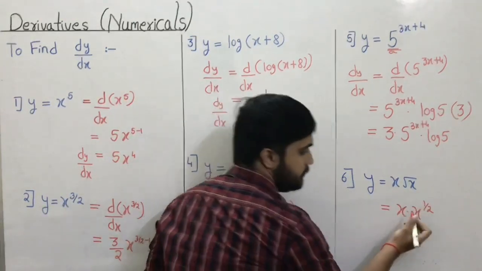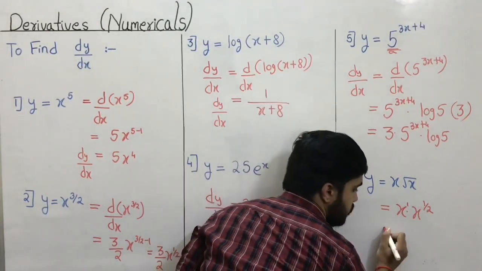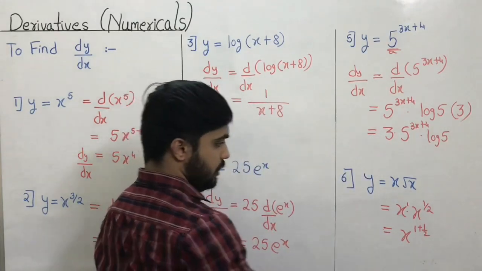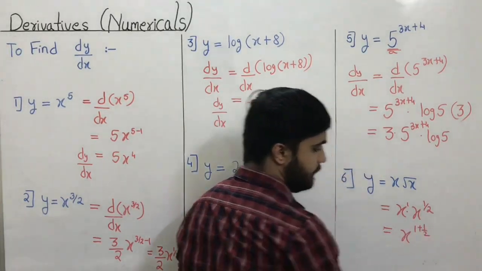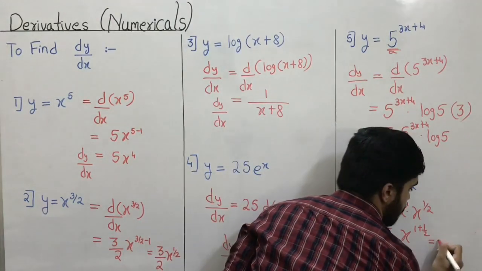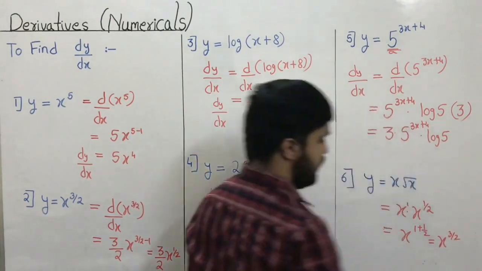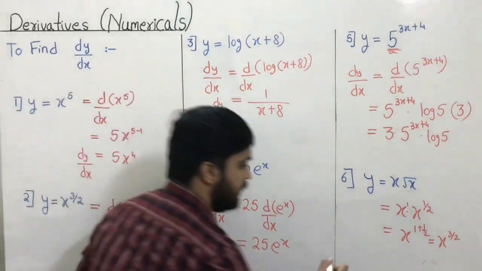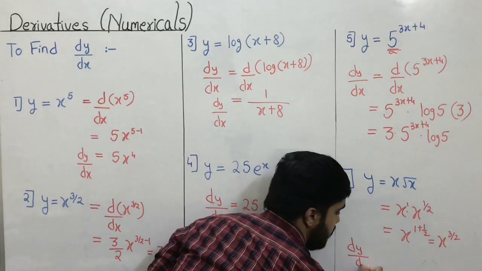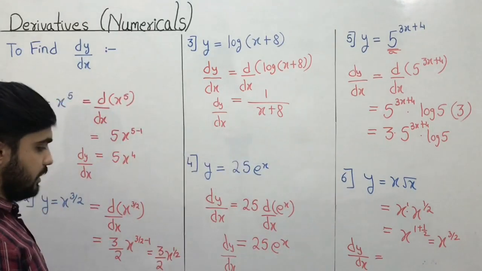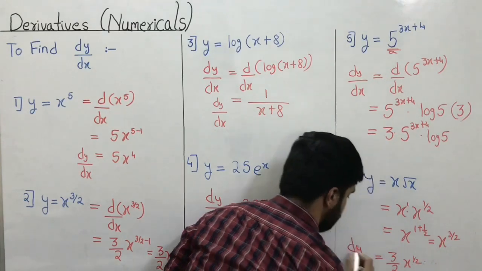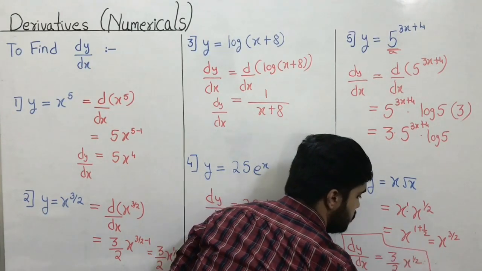Now we can add this. So here nothing means 1. So we can write it as x raised to 1 plus 1 by 2, so it will be 2 plus 1 by 2. So 2 plus 1 by 2 is x raised to 3 by 2. And we have seen here that x raised to 3 by 2 is 3 by 2 x raised to half. So we can directly write dy by dx of this function is 3 by 2 x raised to 1 half. Otherwise we can also solve it further.